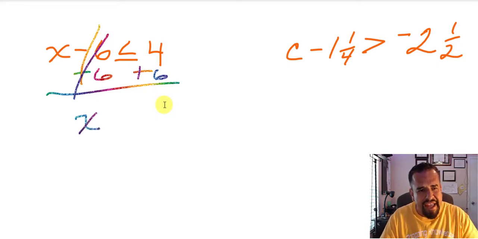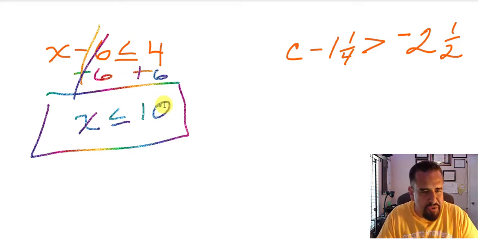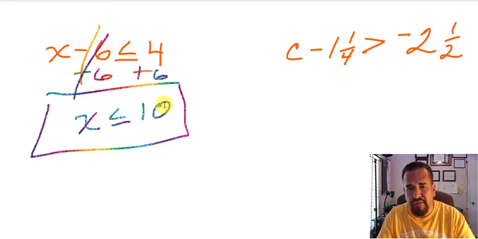All right, so we got X is less than or equal to 4 plus 6, which is 10. So X is less than or equal to 10, which means 9, 8, 7, 6, 5, 4, 3, 2, 1, and all the decimals in between as well. All those are possible answers. All right, here we go. Let's do the other one.